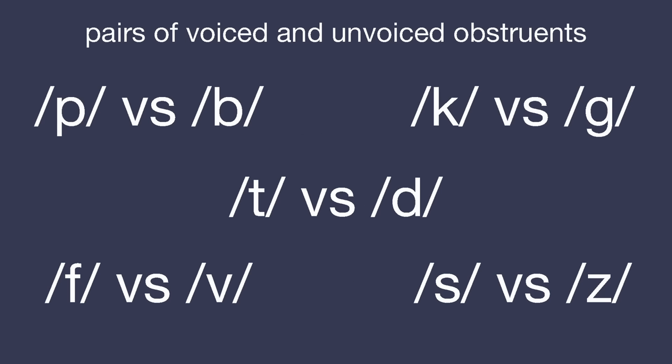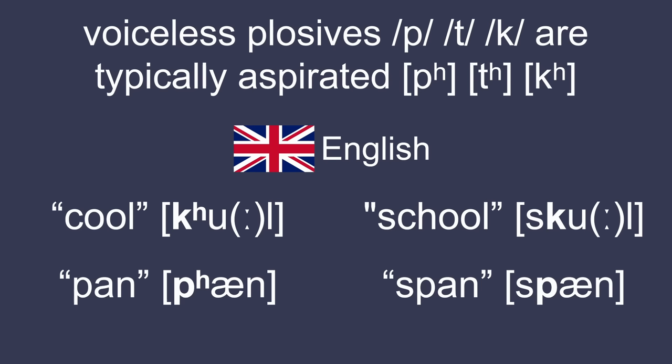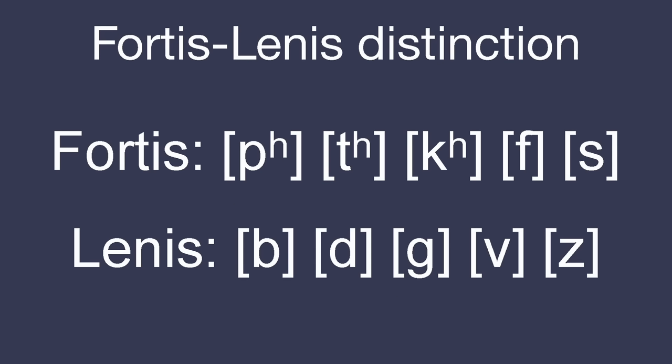Germanic languages have pairs of voiced and voiceless plosives, and usually fricatives too. And in many of them, the voiceless plosives are aspirated, except for one next to a fricative. Compare English cool and pan with school and span. Sometimes this is described as a fortis-lenis distinction, which means strong and soft, instead of the typical voiceless-voiced distinction.